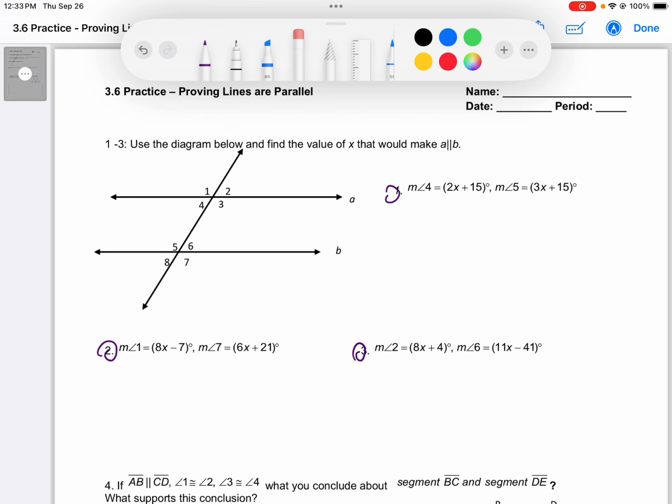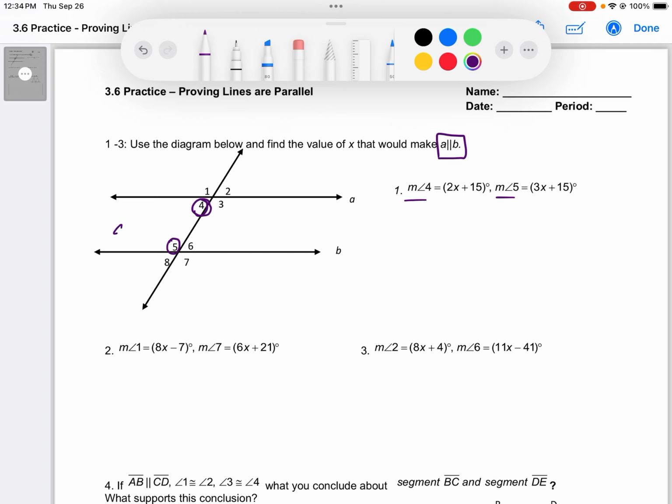For each one, they give us a different pair of angles. They want us to say, if you solved this for x, what x value would make this situation true and make A and B parallel, which is what we're trying to do right here. For instance, for question number 1, it mentions angle 4 and angle 5, which are here and here.